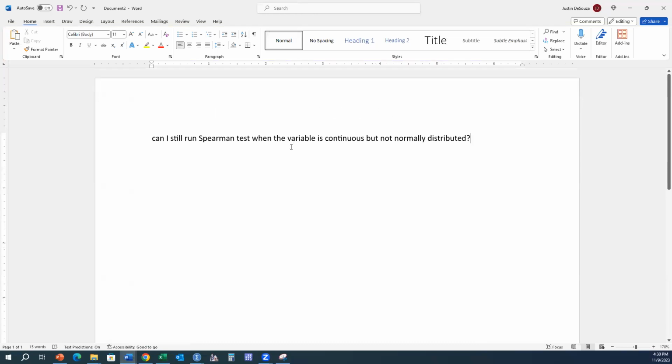So can I still run a Spearman test when the variable is continuous but not normally distributed? Yes. That is actually a very good technique to use. So if you have a continuous variable, but the assumption of normality is not supported, then you can shift to Spearman correlations. A Spearman correlation is a non-parametric alternative to a Pearson correlation.